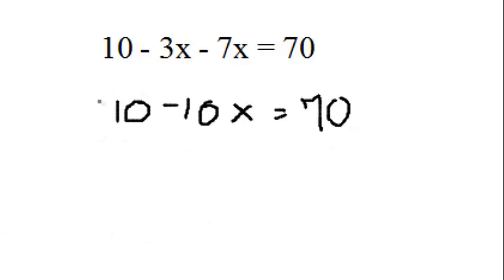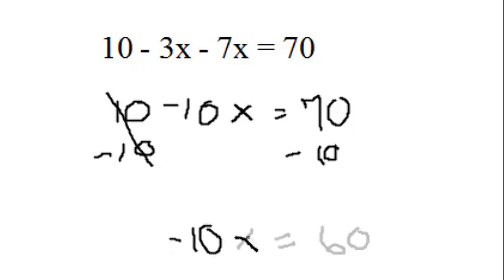Now, first thing we have to do is get rid of the 10 on this side. So we take away 10 on each side. 10 minus 10 will equal 0, and that'll cancel that out. And 70 minus 10 will give us 60 on that side. So we end up with negative 10x is equal to 60.